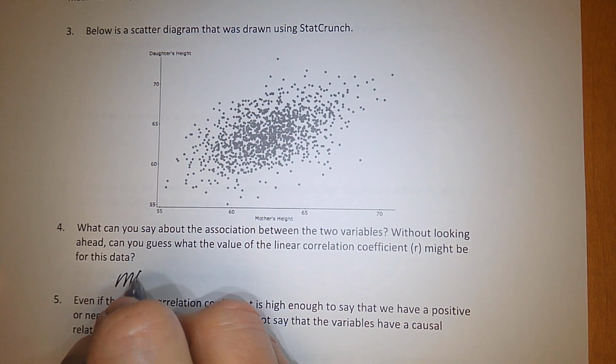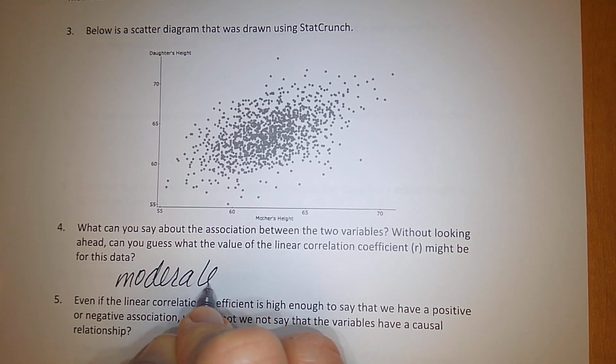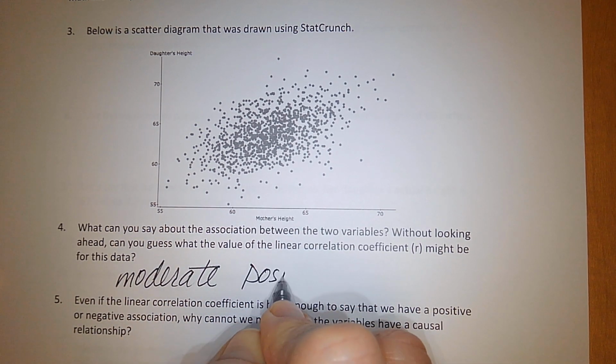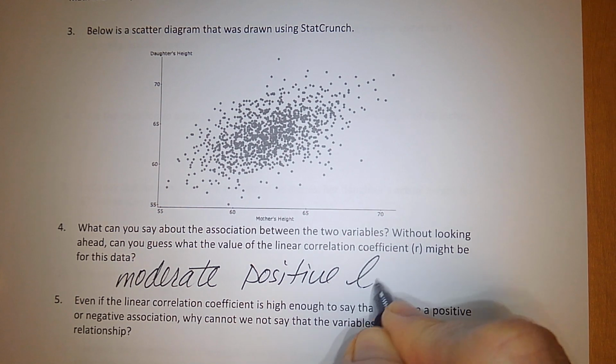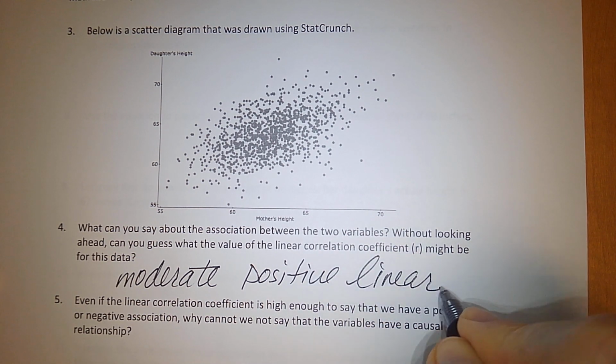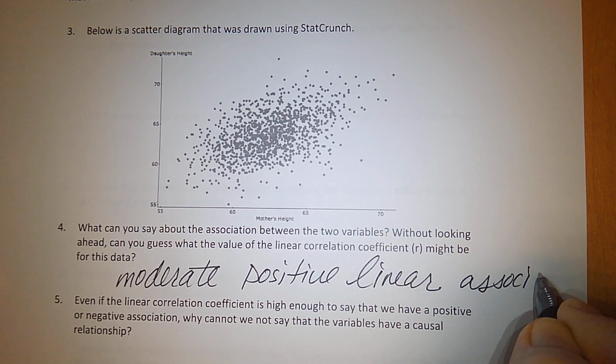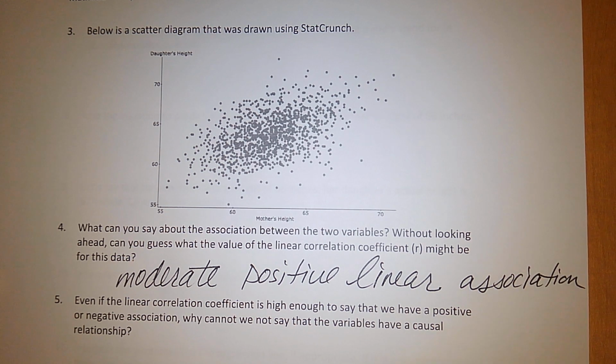So we would call this a moderate, positive, linear association or relationship.